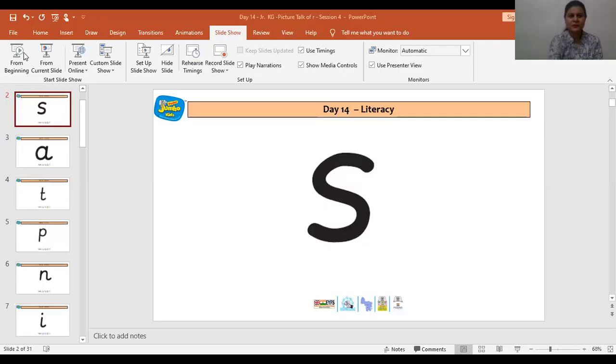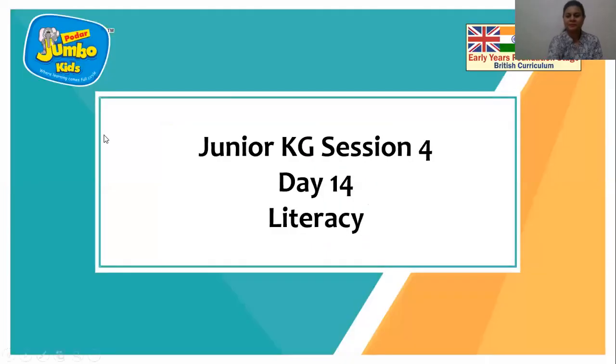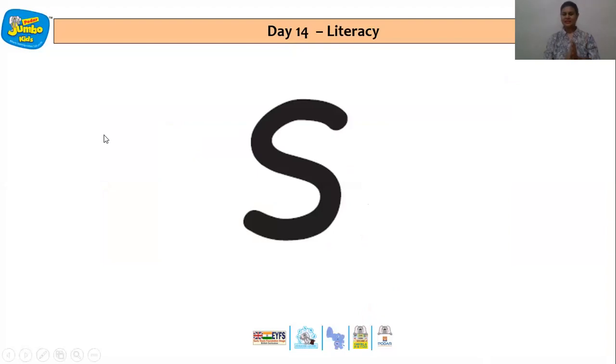So before we go to learn anything further about letter R, let us quickly revise all the sounds that we have done so far. And here we go. So, this is our first letter, that is letter S. Children, let us say the sound along with the action. S. Correct.